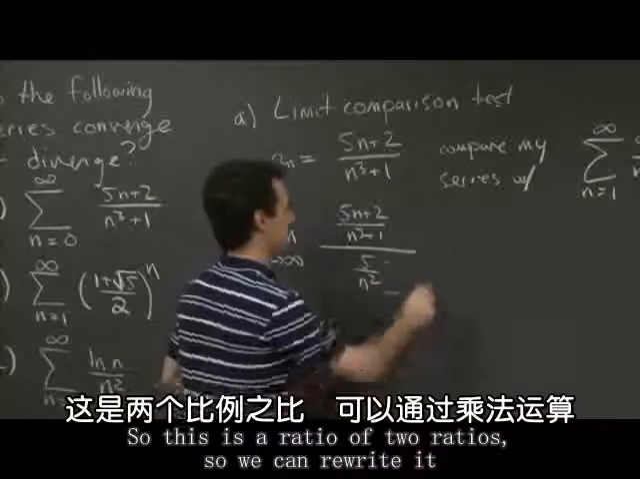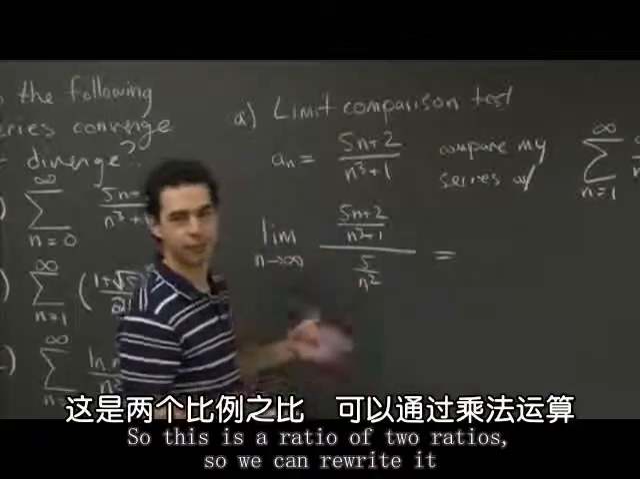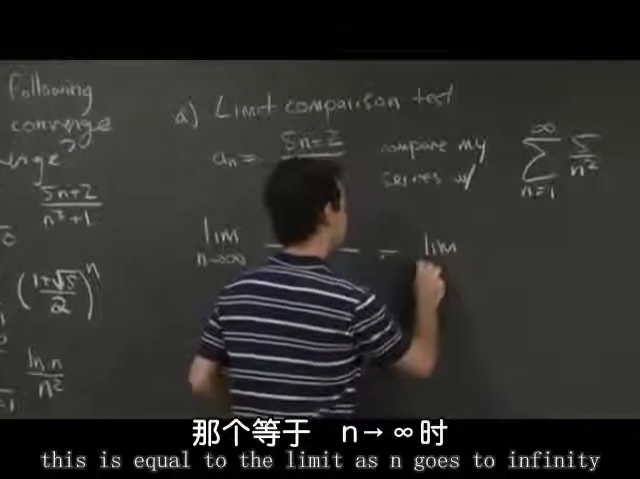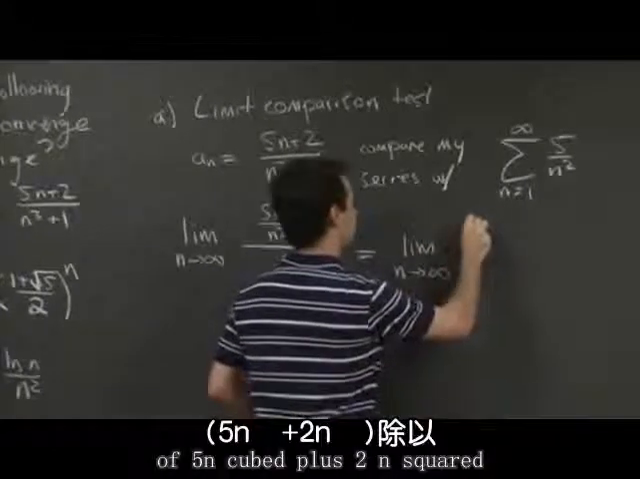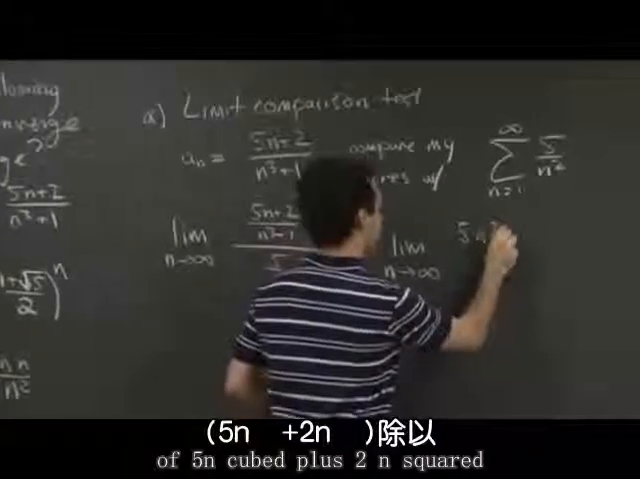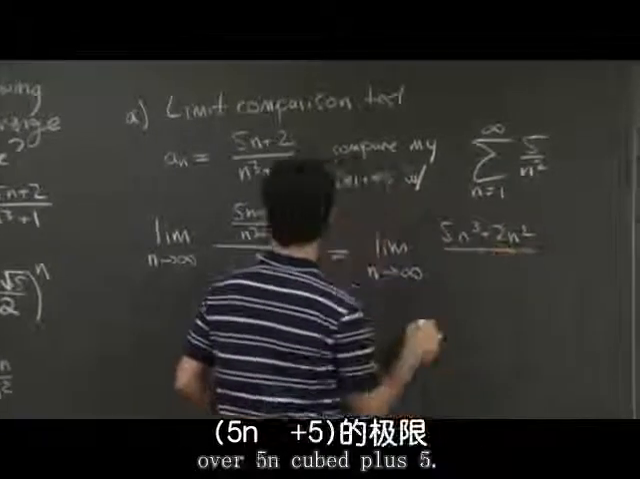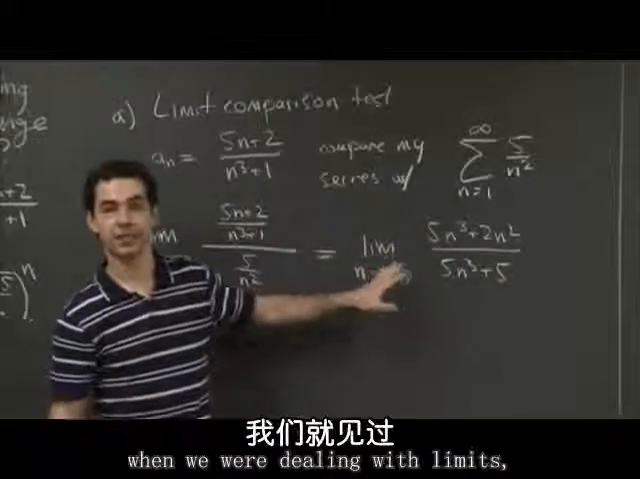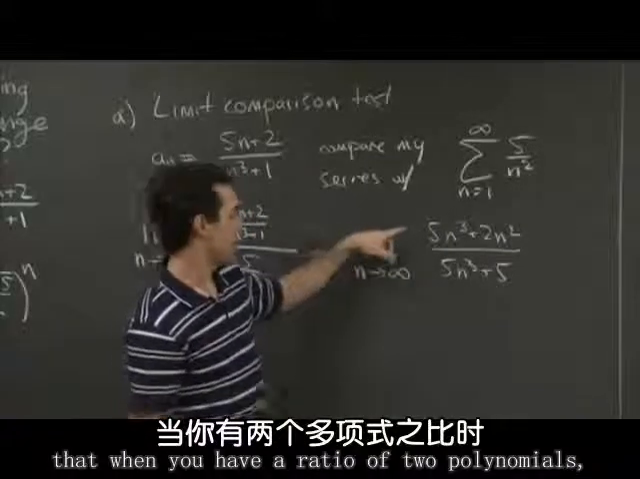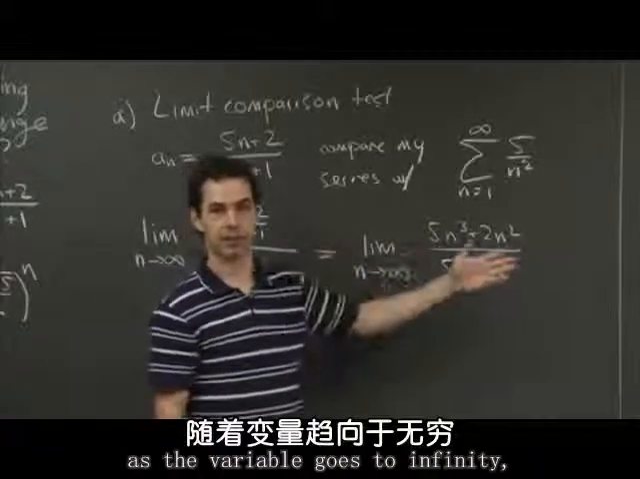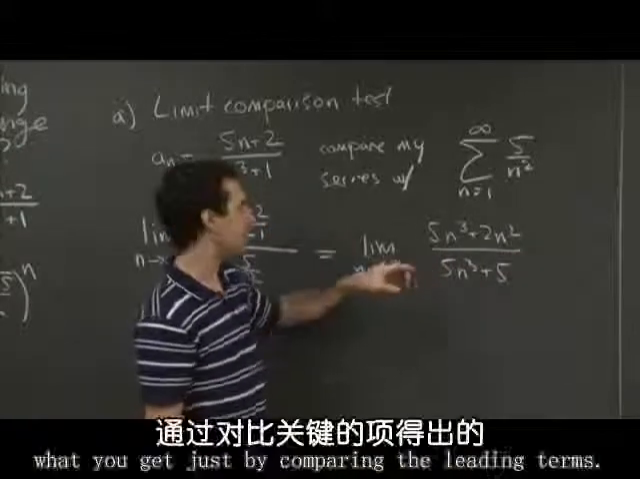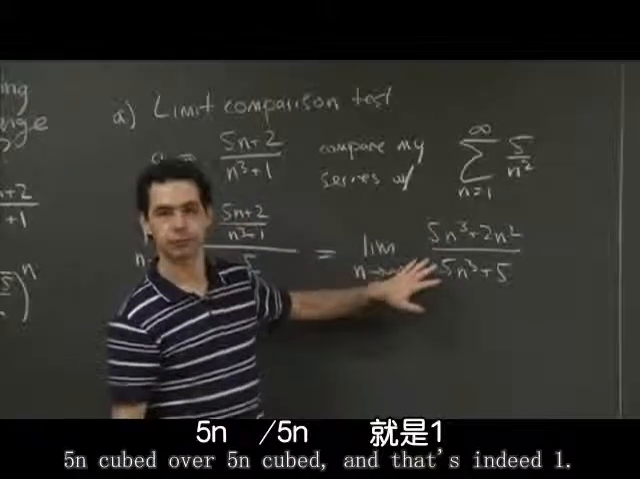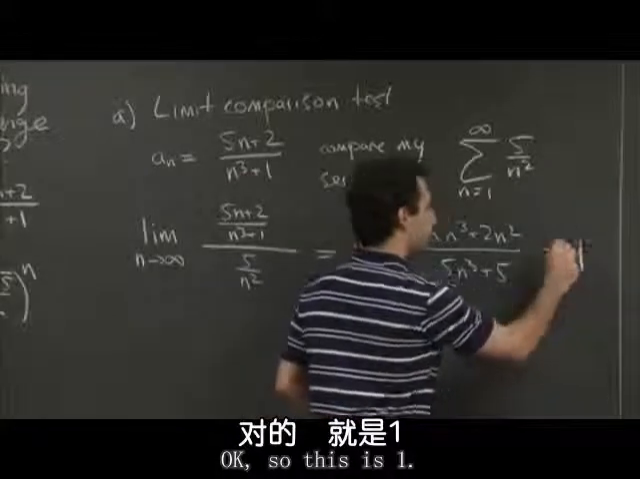So this is a ratio of two ratios, so we can rewrite it by multiplying upstairs, and we get that this is equal to the limit as n goes to infinity of (5n cubed plus 2n squared) over (5n cubed plus 5). And we've seen before when dealing with limits that when you have a ratio of two polynomials, as the variable goes to infinity, the limit is what you get just by comparing the leading terms. So in this case, we look at 5n cubed over 5n cubed, and that's indeed 1.